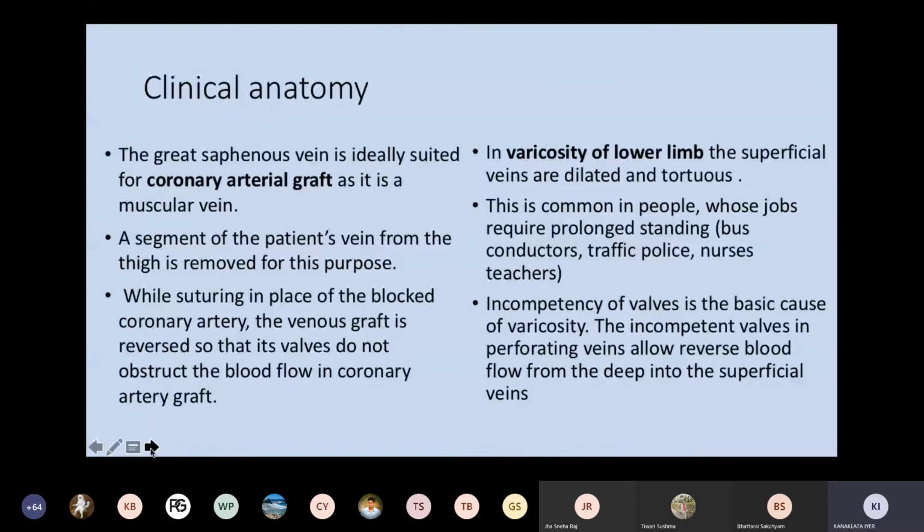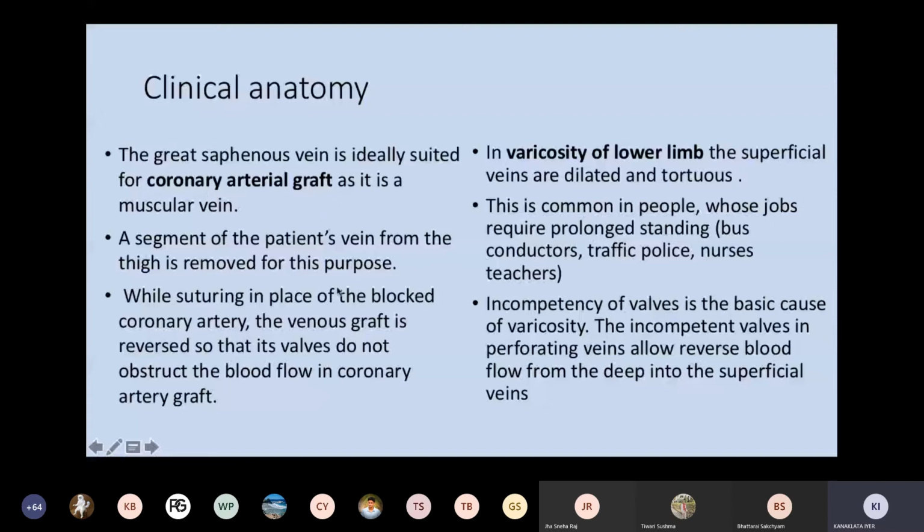So what is the clinical anatomy of great saphenous vein? The great saphenous vein, you know very well, is used as a coronary arterial graft. Why do you want to use that? Because it is a muscular vein, so it will help. Just before you put that, you remove a small piece of the great saphenous vein, then reverse it, because now you don't want the valves on the inner side. It will impede the coronary artery blood flow. So you reverse it. The valve side, interior side will be on the outer side, and then it is stitched to the coronary artery. So that is an important use of the great saphenous vein as a coronary arterial graft.